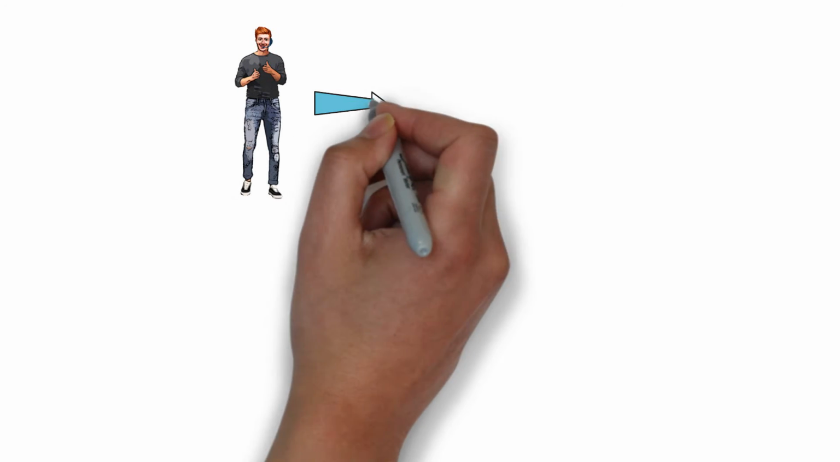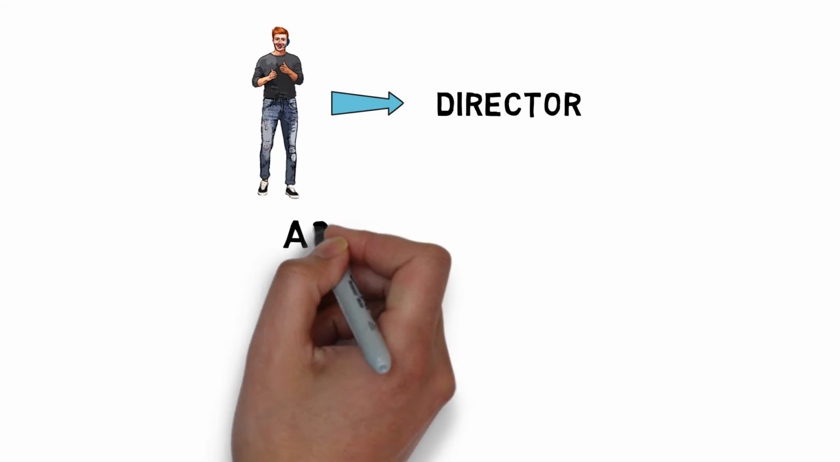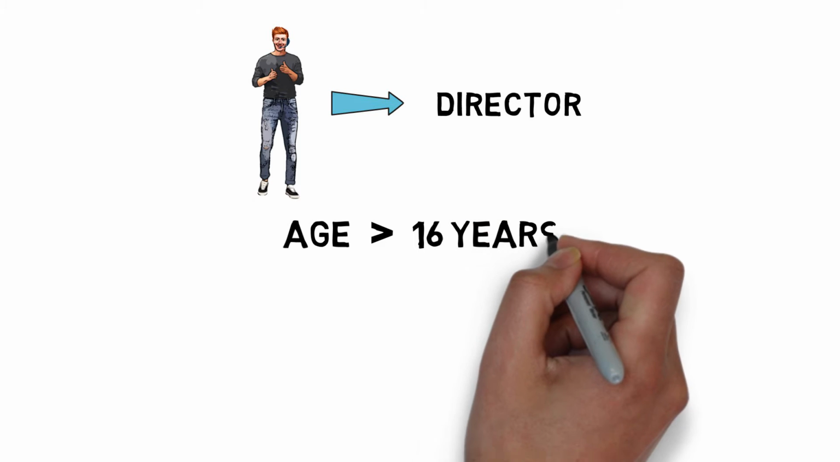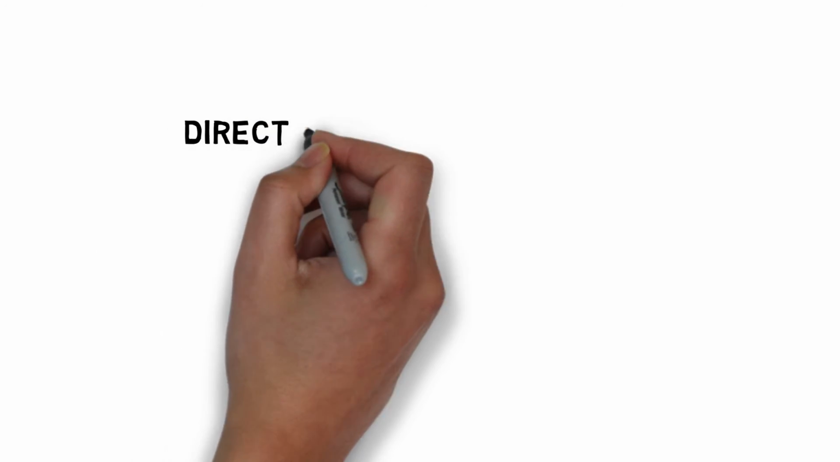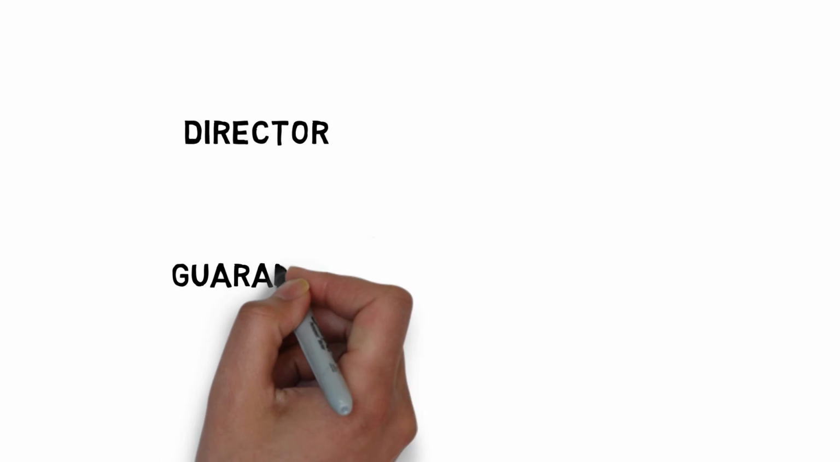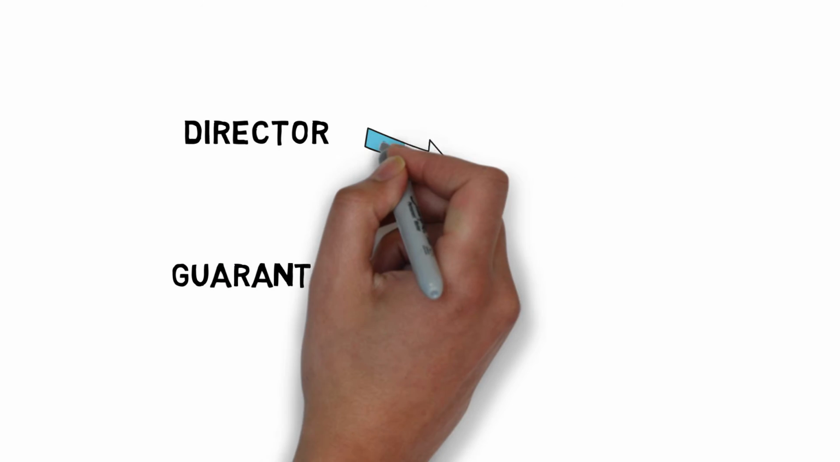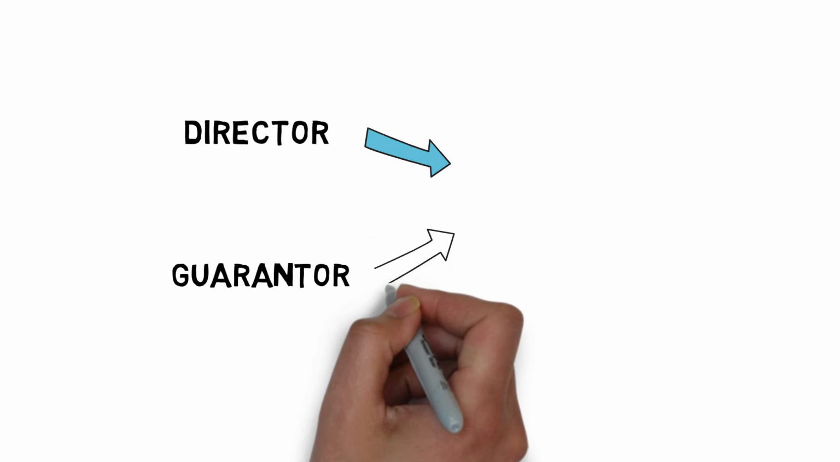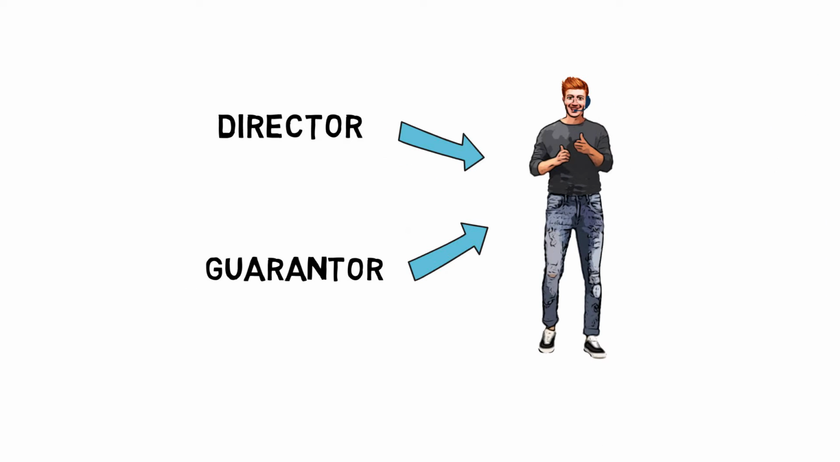To form a limited company, you need a minimum of 1 director who is over the age of 16 and 1 guarantor. The director and guarantor can be the same person, which is why many companies only have 1 officer. For the purpose of this illustration, we will have 2 officers, both of whom will be directors and guarantors.